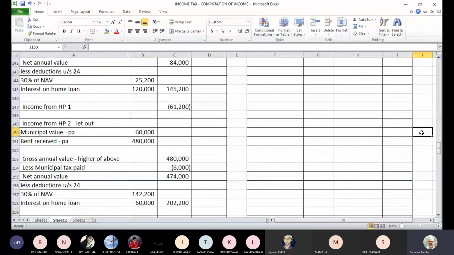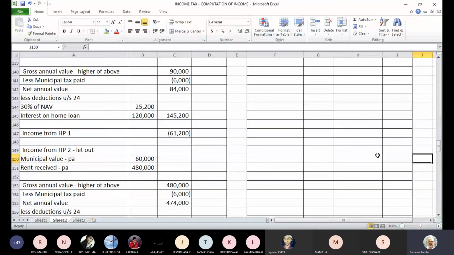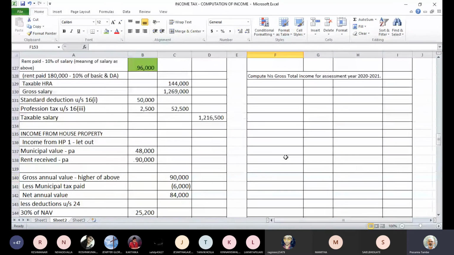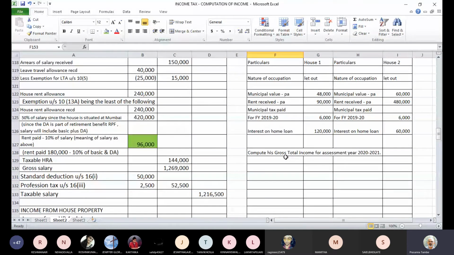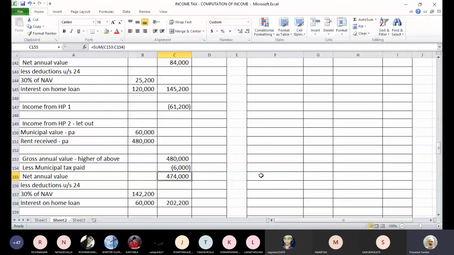Now HP2, if you see the details, there is a municipal valuation of 60,000 and rent received is 4,80,000. So gross annual value will be the higher of these two, that is 4,80,000. Municipal tax paid for this property is 6,000 rupees. You can confirm the details. So we claim the deduction for municipal tax. Our net annual value is 4,74,000.